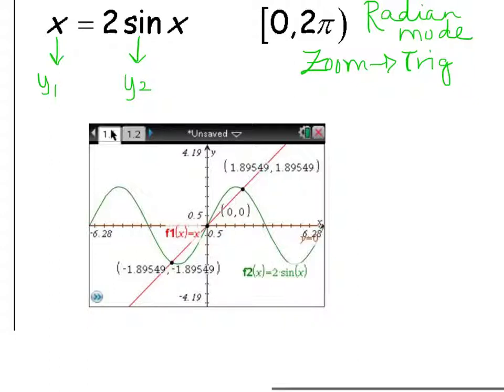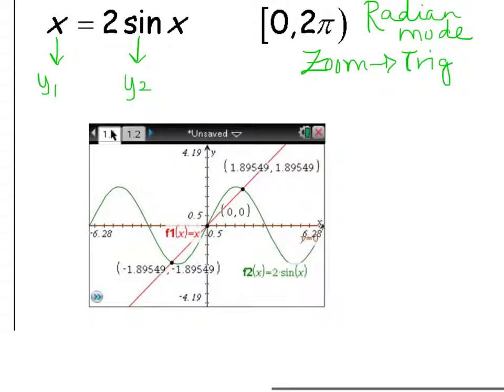So if we look here at the bottom left, this is one we're not including. This is at negative 1.89, negative 1.89. But again, that doesn't fit within our interval of 0 to 2 pi. The one in the middle here is at 0, 0. And then the one at the upper right is 1.895, 1.895.